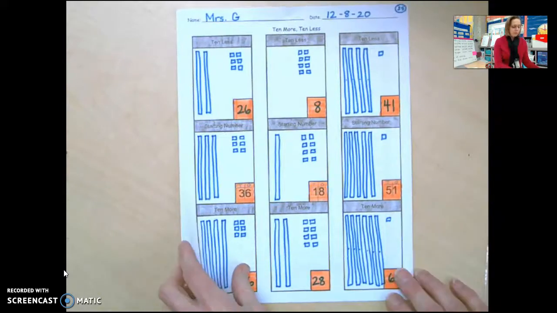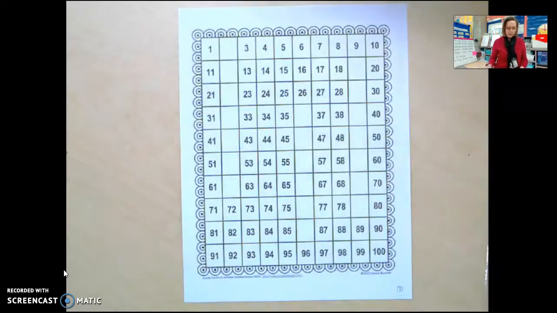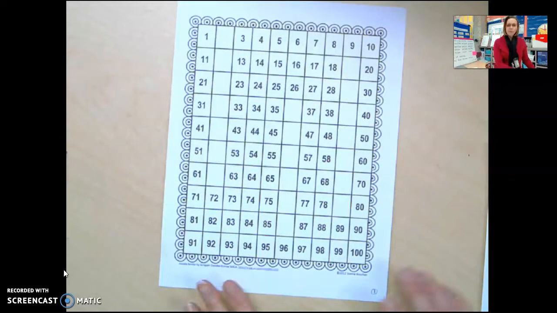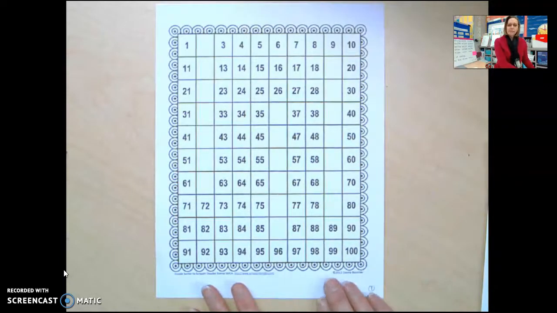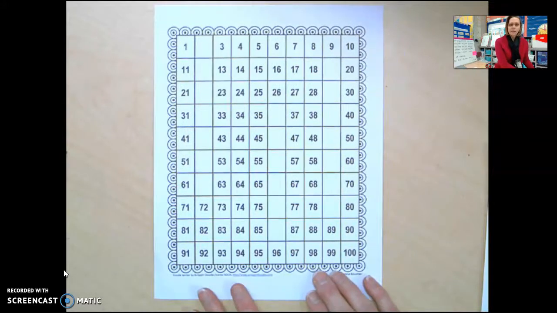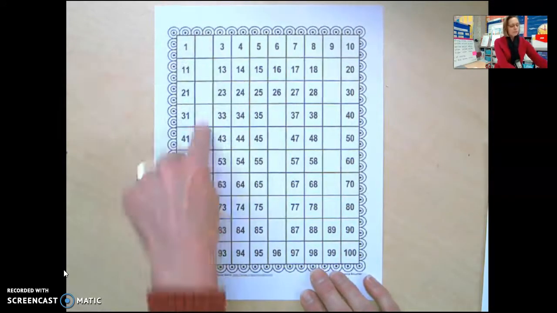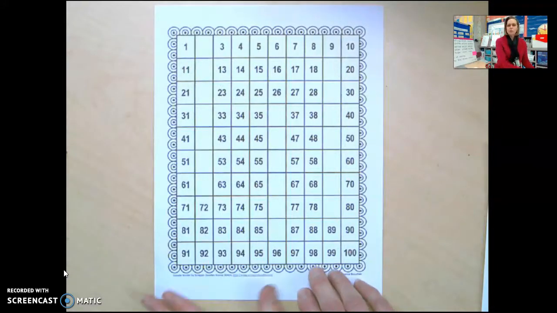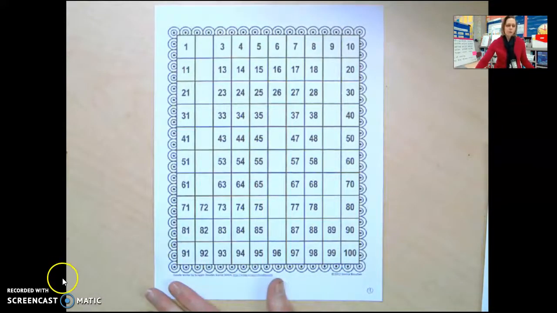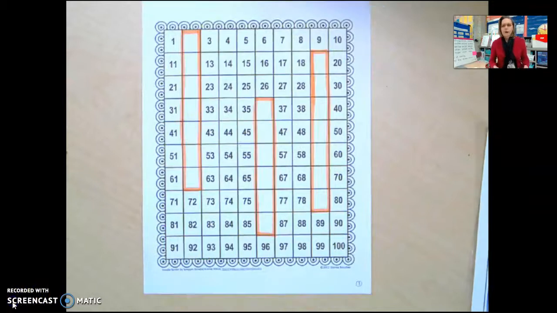We are going to do this paper that's in your bag, and it's a number grid, but it has a bunch of missing boxes in it. And you can see that these missing boxes go up and down. I'm going to trace those with my little orange pencil. I'll be right back. Okay, so here we go.